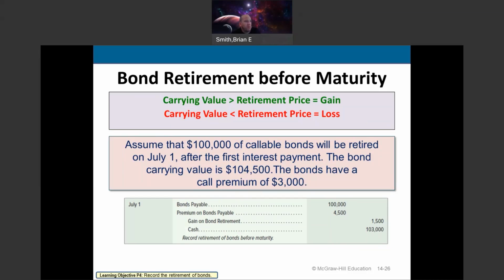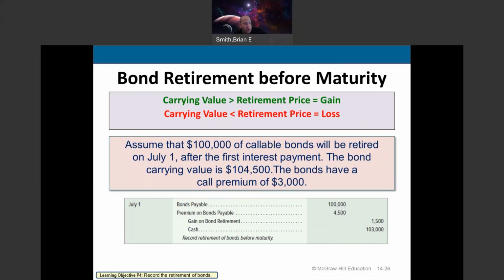So in this case, we're assuming that our $100,000 of callable bonds will be retired on July 1st after the first interest payment. The bond carrying value is $104,500, and we have a call premium of $3,000. So what that call value means is we have to pay that $3,000 to call them. It gives the investor assurance that if we call them at a time that's good for the company and not so good for the investor, they get something out of it.